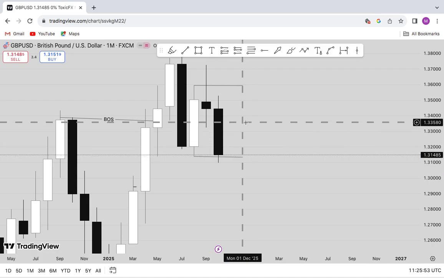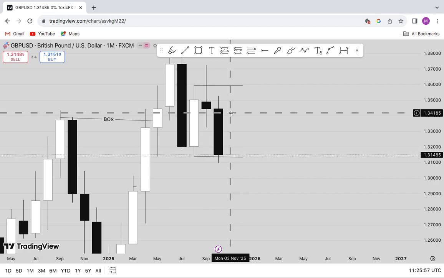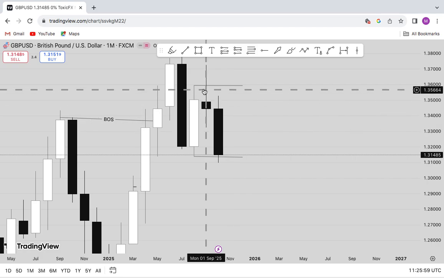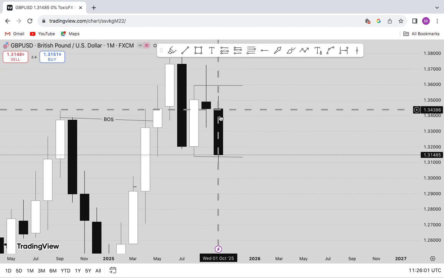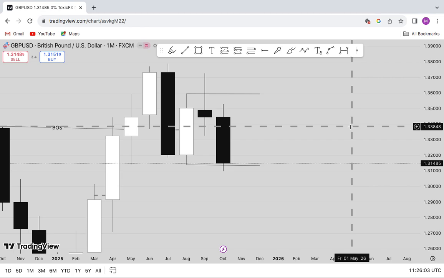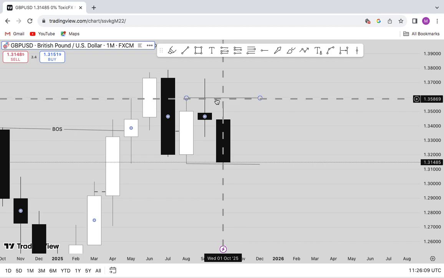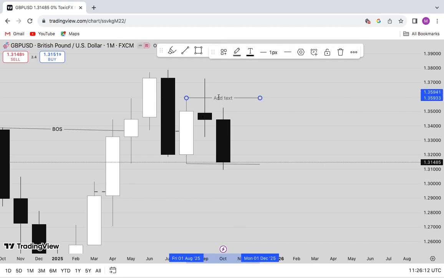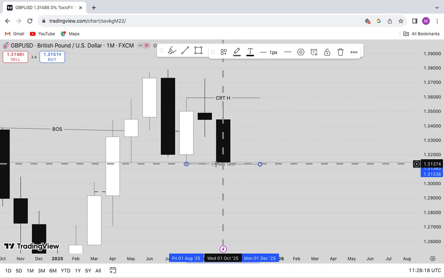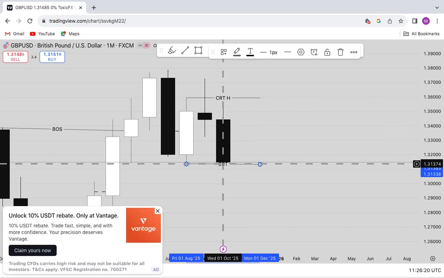So as you can see, we had our CRT high and our CRT low all the way down here. And of course, as a CRT trader, you only want to trade the third candle because you have the accumulation, the manipulation, and the third candle is the distribution coming all the way to your CRT target. So as you can see, this was our CRT. I'll just quickly label it out. We had our CRT high all the way here, and our CRT low all the way here.